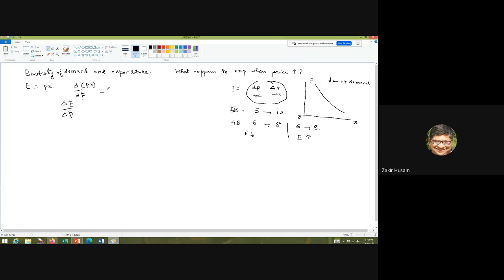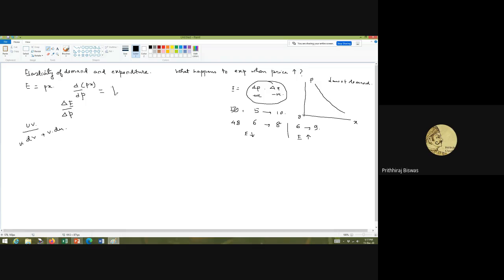You know the chain rule? U into V. If you want to differentiate this, it will be U into dV plus V into dU, over U into V. Okay. So in this case, how do I write it?